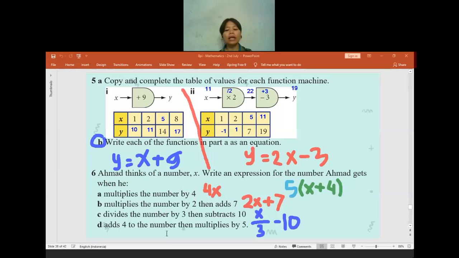If you write it as x plus 4 in the bracket and then the 5 at the back, it's also okay, it's not wrong. But the x plus 4 has to be inside the bracket because the thing that we are going to multiply by 5 is the previous result, which is x plus 4.